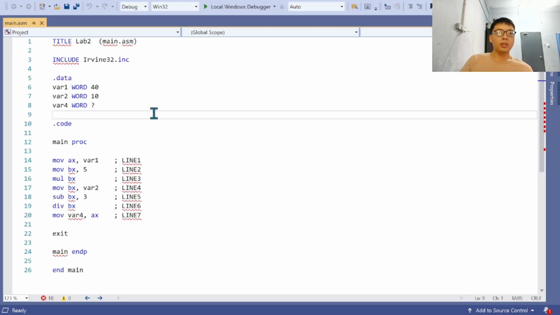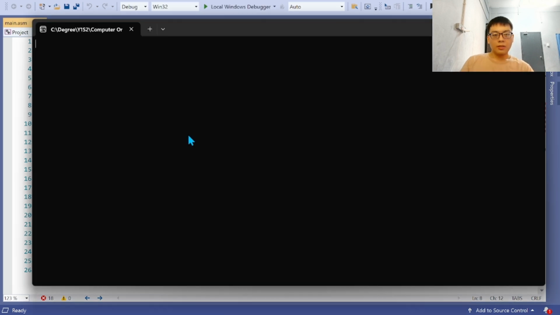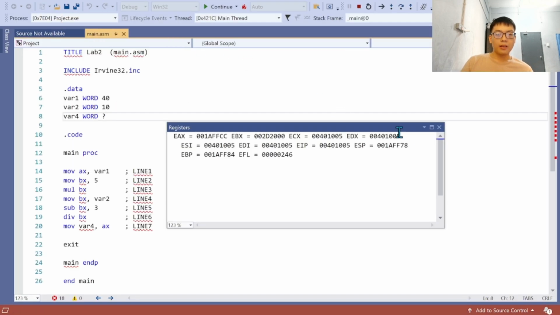In question 4, we declare all the variables in word. First, var1 is 40 in decimal, var2 is 10 in decimal, and var4 is unknown. Now, I start debugging with start over. Okay, we open the register and start over again. The first instruction is move the var1 into AX. And after executing this line, the AX becomes 0028.